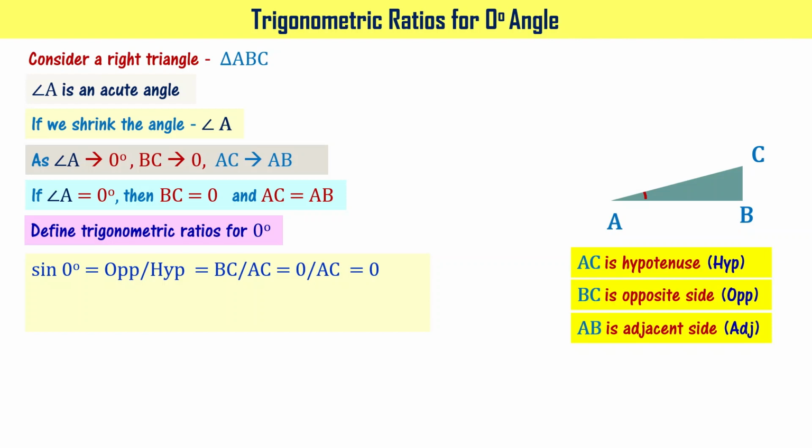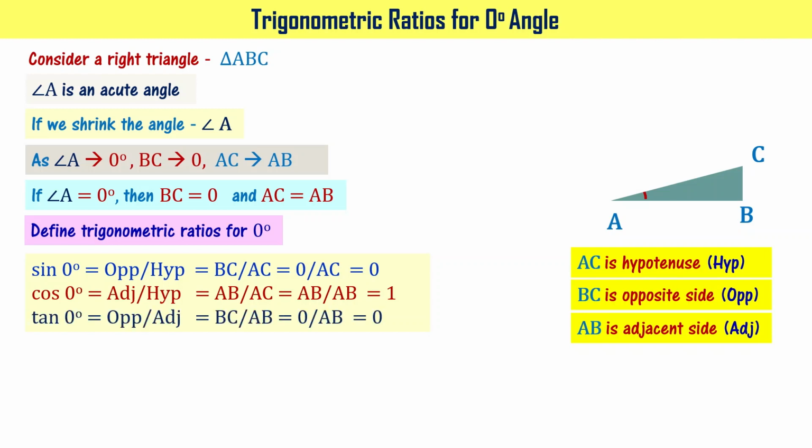Sin 0 degrees is BC by AC equal to 0 by AC. 0 by anything is 0. That's why sin 0 degrees is 0. And cos 0 degrees is AB by AC. We already said that AC equals AB. That's why it becomes AB by AB, that is equal to 1. And tan 0 degrees is sin 0 degrees by cos 0 degrees, that is equal to 0 by 1 equal to 0.